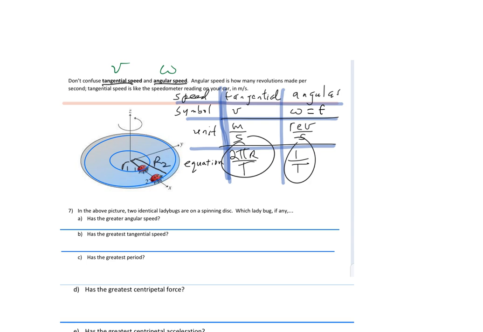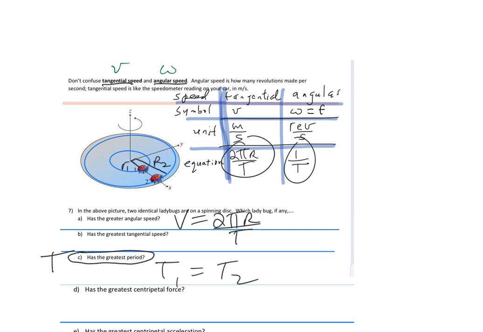Okay, so who has the greater angular speed? Well, v equals 2 pi r over T. So maybe we should answer this one first. Who has the greatest period? Well, the period is the time it takes to go 1 revolution. Aren't they on the same rotating thing? Isn't the rotating plate going around in the same time, making the same time for 1 revolution, no matter where the ladybug is? So T1 equals T2.